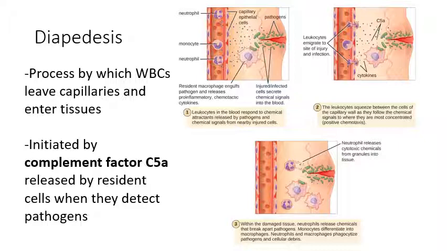The cells that already live here, the cells in the skin that are being damaged, if they detect the presence of pathogens, which is almost always going to be the case, right? When you break a surface barrier, then you leave yourself open to potential infection. Those resident cells are going to release complement factor C5a. This is a complement protein that's going to tell these phagocytes that there are pathogens present. So this is going to initiate the phagocytic response.